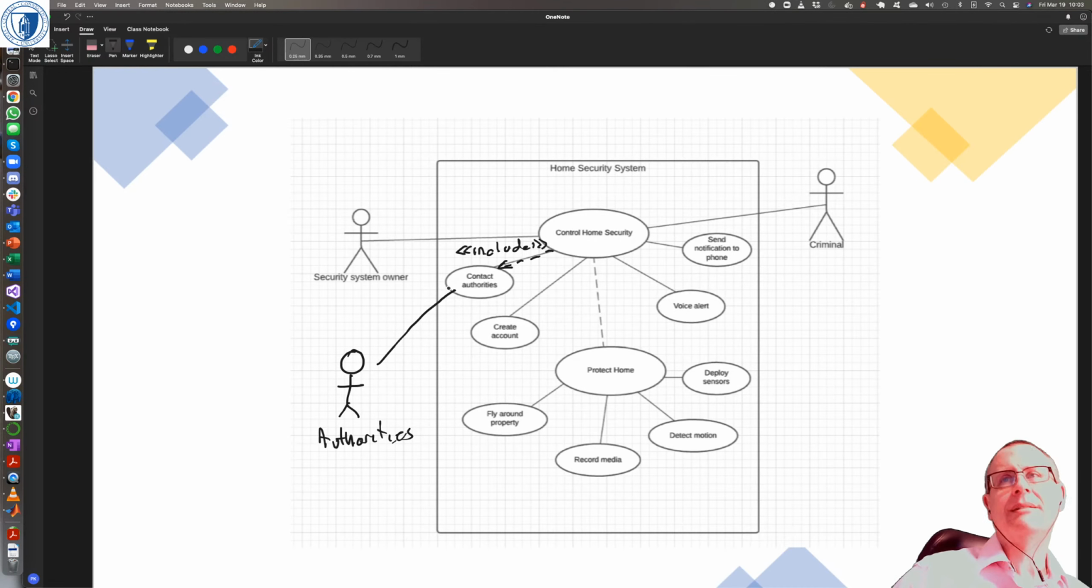Okay, let's move around. Create account, that's something the security owner will want to do, and it's okay. Again, it would probably be an include relationship with control home security, but that's okay. The send notification to home and voice alert, I think that's okay. Again, these would be normally you'd have them as includes, and because the security system owner is the person who is getting the notification or the voice alert, they're already connected to the main use case, the control home security, so you don't need to draw an interface there. Okay.